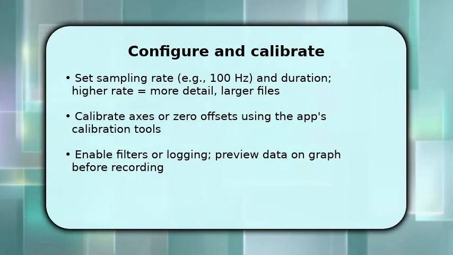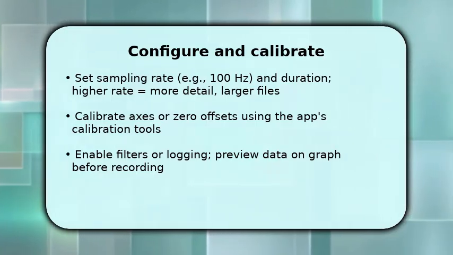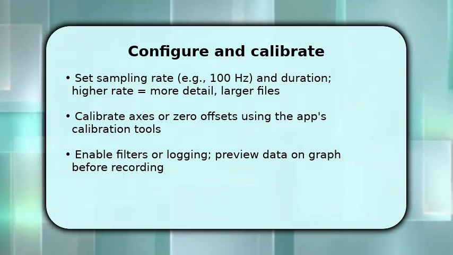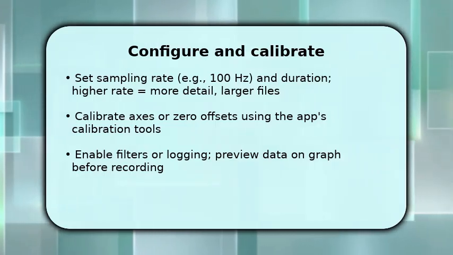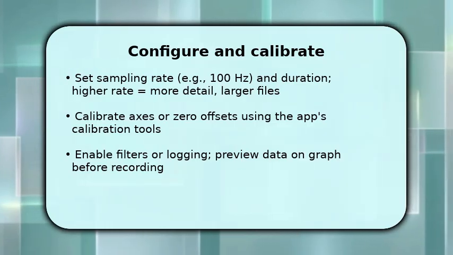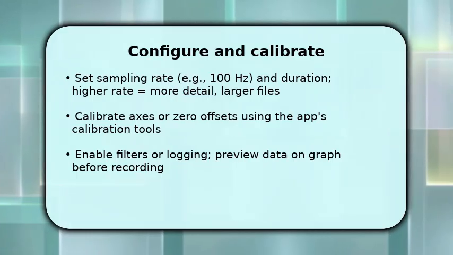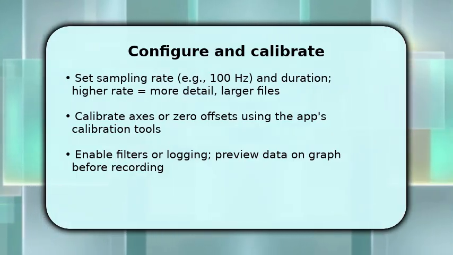You choose a sampling rate such as 100 Hz and a recording duration. Higher rates capture finer details but increase file size. Calibrate sensors using the app's zero or offset tools to remove bias. Enable any built-in filters or logging to reduce noise and store raw data. Make sure to preview the live graph to confirm expected signal shape. Once the trace looks correct, you're ready to start the actual measurement.